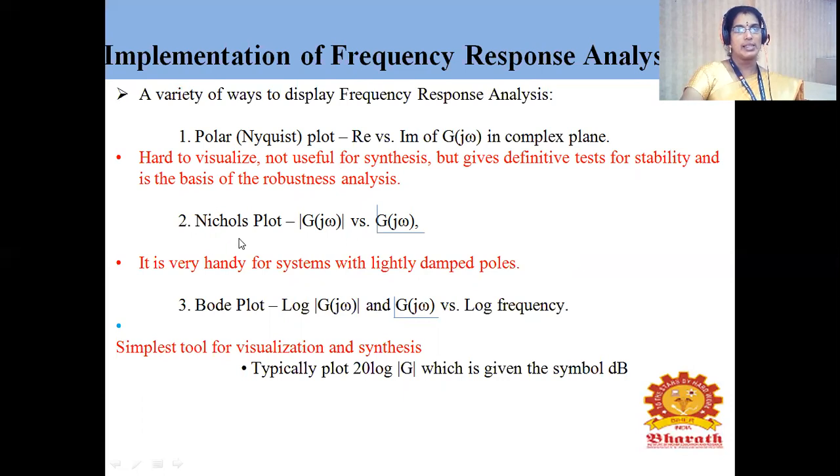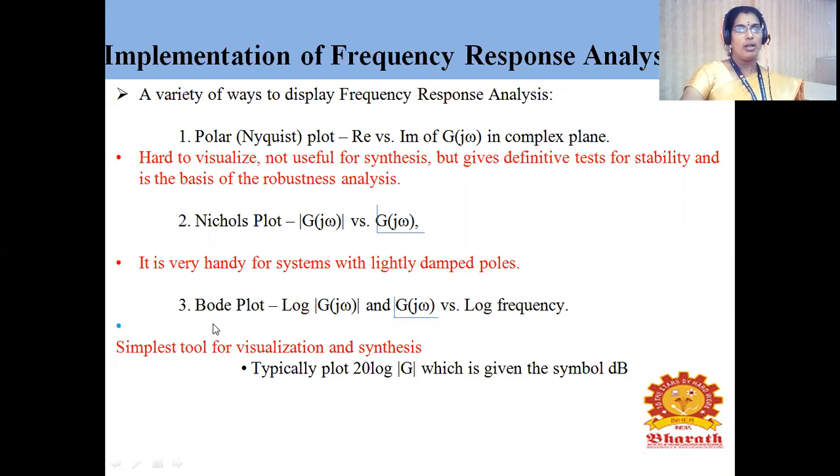The second analysis is the Nichols plot. Here also we are going to obtain magnitude versus angle, that is, magnitude of G of j omega versus angle of G of j omega. If you are going to use this type, it is very handy for systems with lightly damped poles. If it is heavily damped poles, then this analysis will be very difficult, or more complicated.